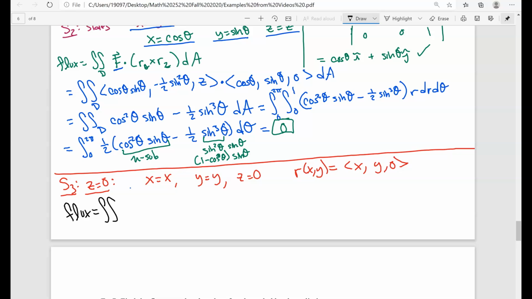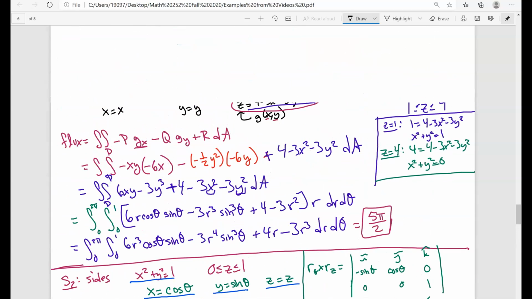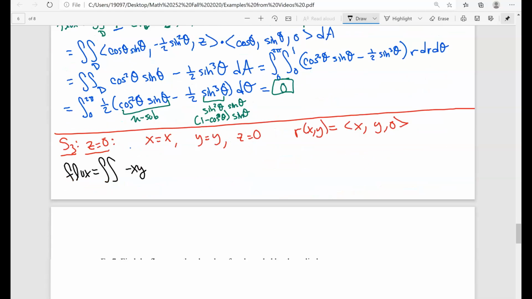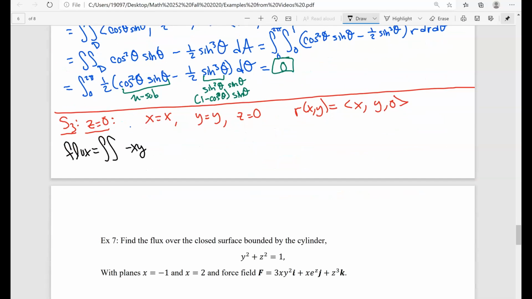So in order to find the flux of this guy, it's going to be the double integral of the negative p, g. So negative p is going to be negative xy. I'm using the same formula that I did for the previous one. So negative xy times the partial derivative with respect to x. Notice this is going to be my g of xy, so isn't that just 0? So I'm going to get 0 there. My next one is negative 1/2 y squared, and the partial derivative with respect to y is also 0. And then plus r. R in this case is z. So we're just going to write z there, and this is going to be dA.